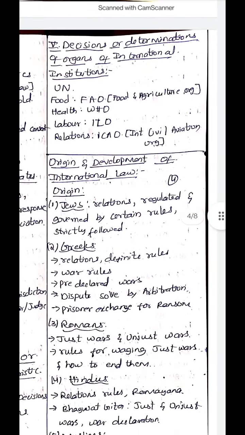The next source is decisions or determinations of organs of international institutions. What are these international institutions? Whatever orders these international institutions give act as a source of law. The first is the United Nations, and the next is FAO, Food and Agriculture Organization, for food. For health we have WHO, World Health Organization, for laborers we have ILO, International Labour Organization, and for relations between states we have ICAO, International Civil Aviation Organization. So whatever commands these organizations give, whatever rules they make, act as a source of law.